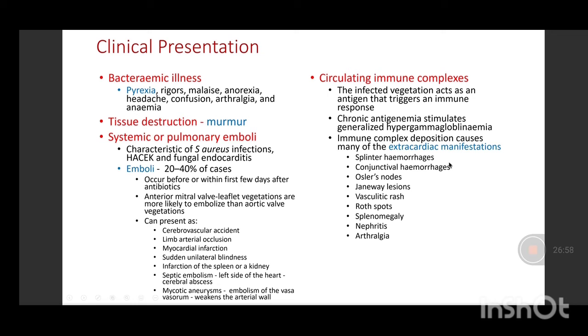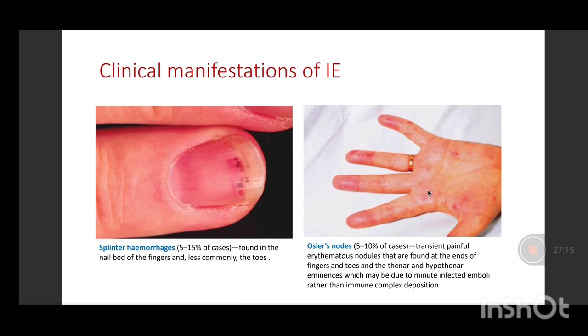extracardiac manifestations. The classical manifestations described for endocarditis are the splinter hemorrhage and the conjunctival hemorrhage. All these happen because of circulating immune complexes in subacute endocarditis. This picture shows the splinter hemorrhage seen at the nail bed. It can be on the foot or the hands, although foot splinters are less common than in the hands. The red spots you see around are Osler nodes.